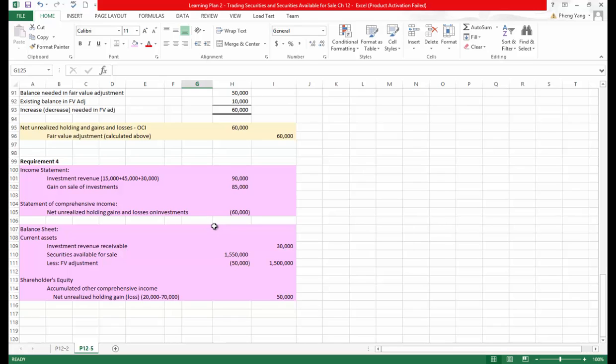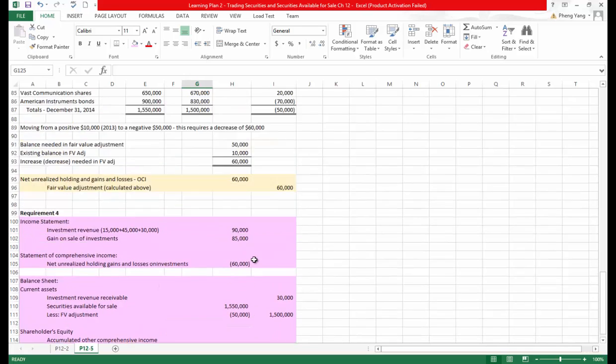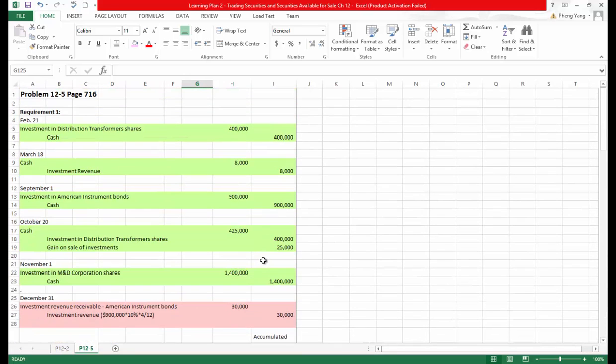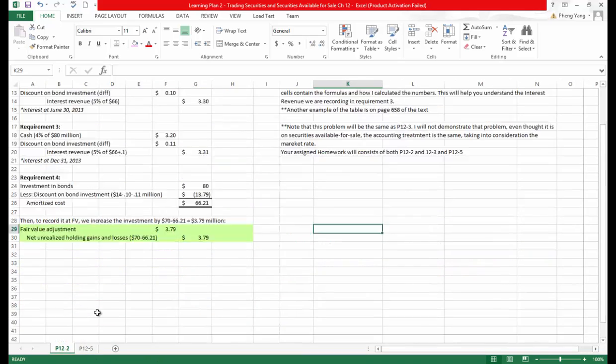Your assigned homework problem will be very similar to this. You will have a practice problem very similar to this as well. So make sure you fully understand it before you go ahead and attempt the graded homework. I will attach this to this video so that you have the notes, okay?